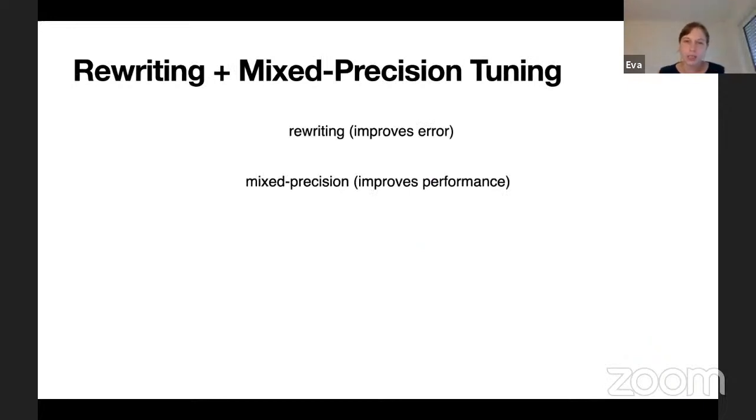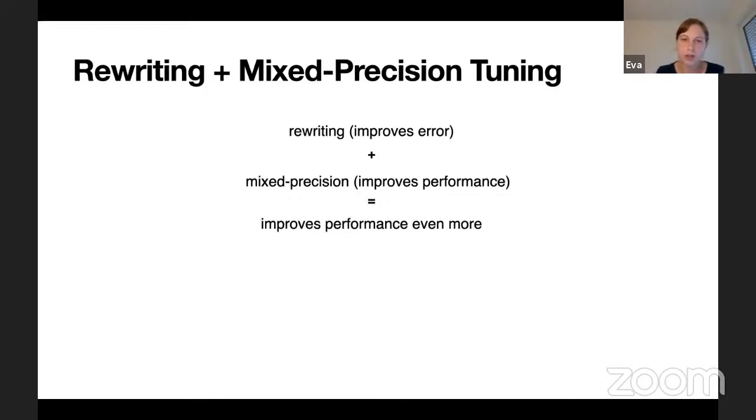All right, so I discussed 2 optimizations. They seem to be somewhat unrelated. So you have rewriting that can improve your rounding error. Then you have mixed precision that will improve your performance. Well, it turns out they're not quite as unrelated, because you can combine them and improve performance even more.